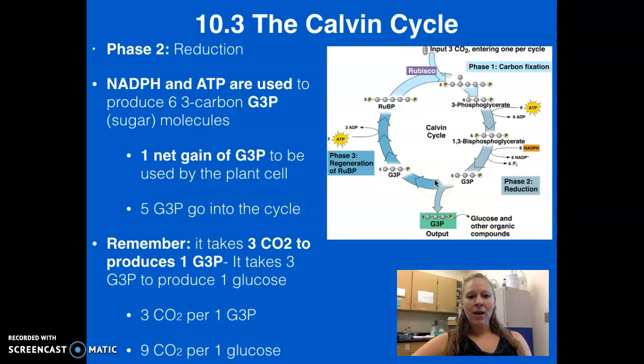So remember that it takes 3 carbon dioxide molecules to produce 1 G3P molecule, or a net gain of 3 G3P. So it takes 3 carbon dioxide to make 6 G3P, but only 1 net gain. The other 5 go into phase 3. And so remember that 3 CO2 per 1 G3P, and so therefore it would be 9 CO2 per 1 glucose.